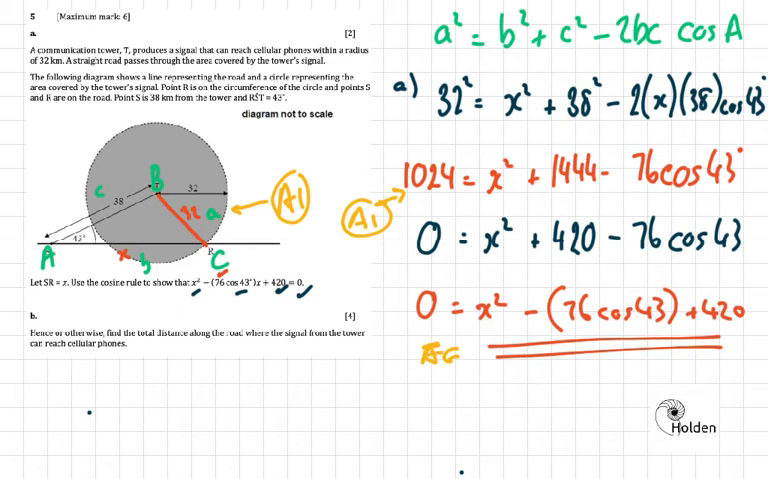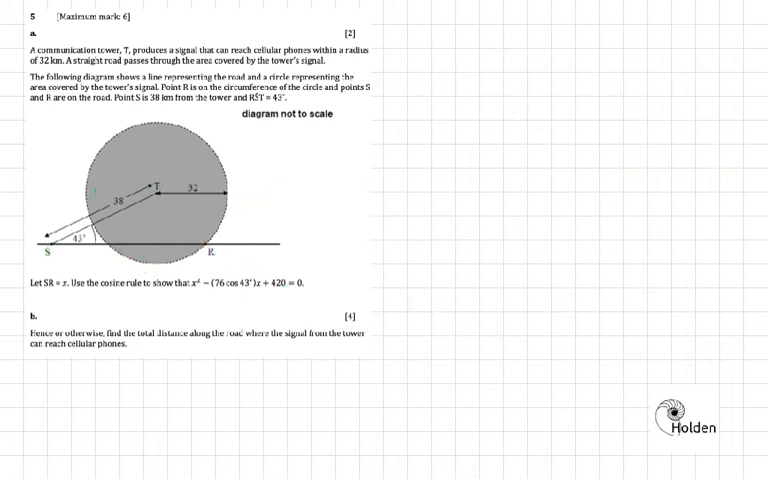So let's move on to part (b). Hence or otherwise, find the total distance along the road where the signal from the tower can reach the cellular phone. We already know that this value is 32. I'm going to mark this line in as well. That's 32. And I'm just going to maneuver some values.